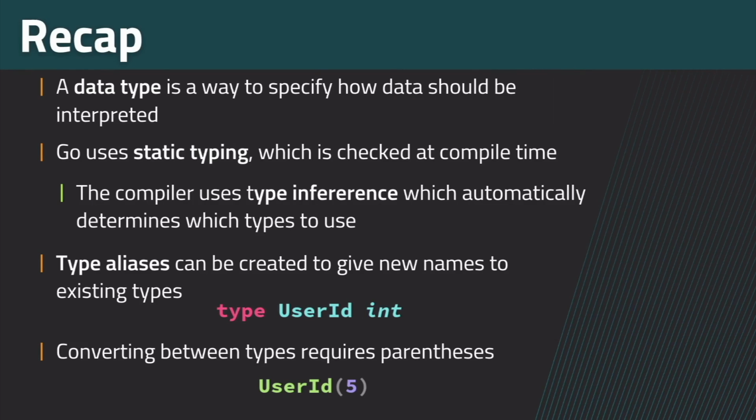Let's recap. A data type is a way to specify how data should be interpreted by Go. Go uses static typing, which is checked at compile time. The compiler uses a technique called type inference, which automatically determines which type to use. Type aliases can be created to give new names to existing types. And here we have an example of how to do it. We use the type keyword, followed by the name that we want, along with the underlying type. Converting between types requires parentheses. So if we want to convert an integer to a user ID, we just have the name user ID, parentheses, and then we have the number 5 as our integer.